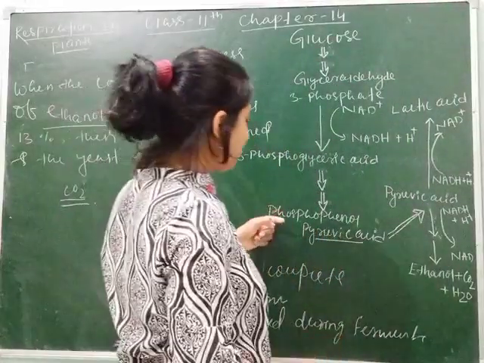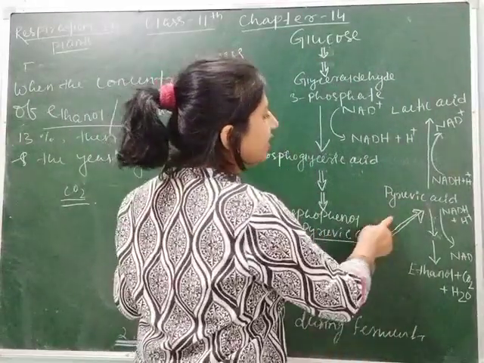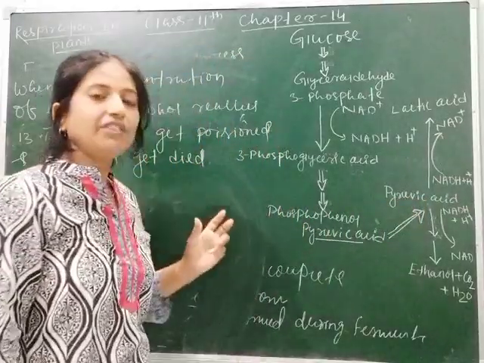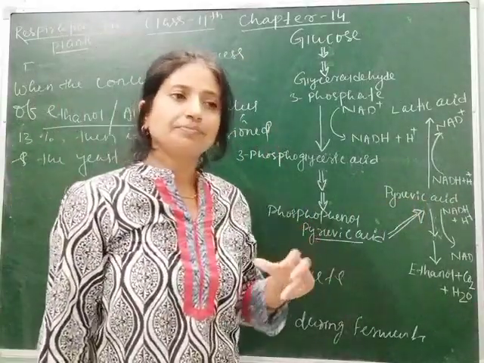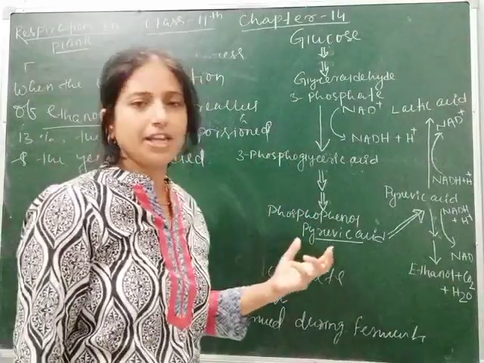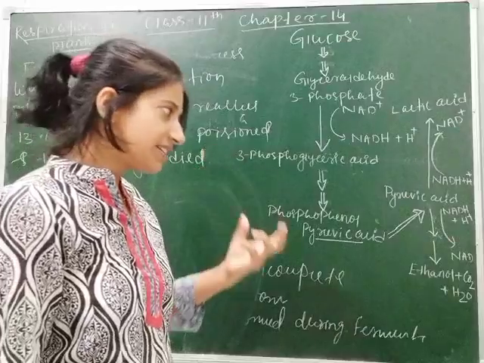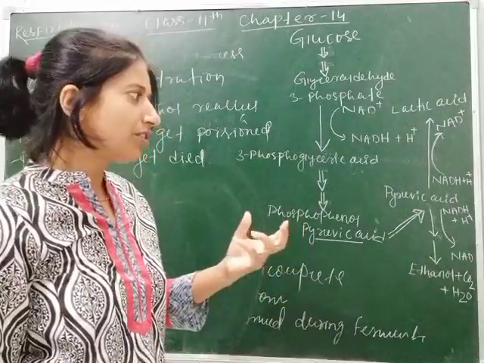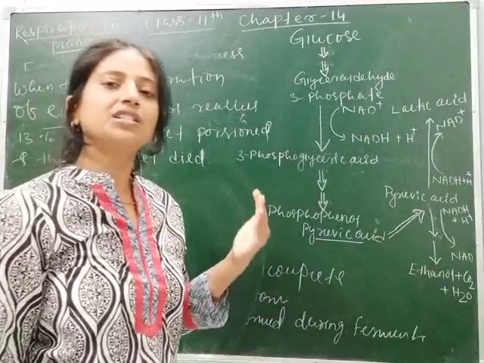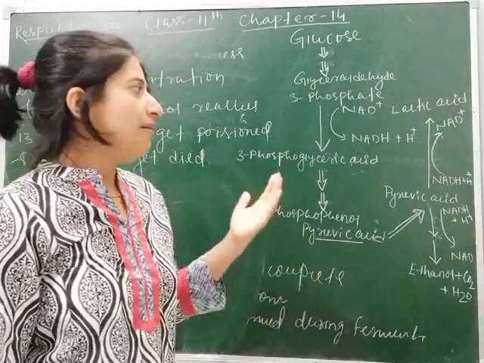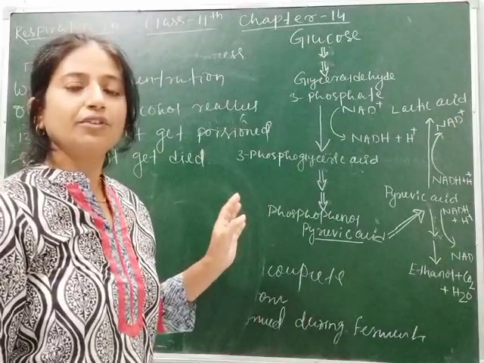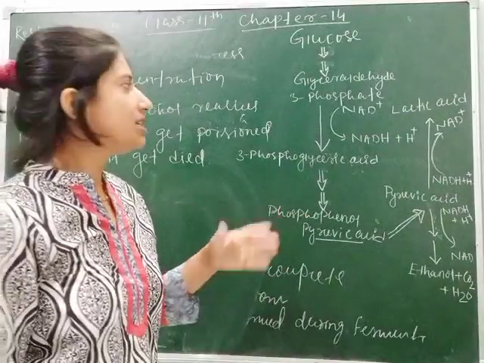And that phosphoenolpyruvic acid gets converted into pyruvic acid, because pyruvic acid is used by different types of organisms, means by prokaryotes and eukaryotes, in single celled organisms and multicellular organisms at different positions. Suppose when aerobic respiration occurs, it takes place in the mitochondria, but when anaerobic respiration occurs, it either occurs in the cytoplasm or in the muscle cells.